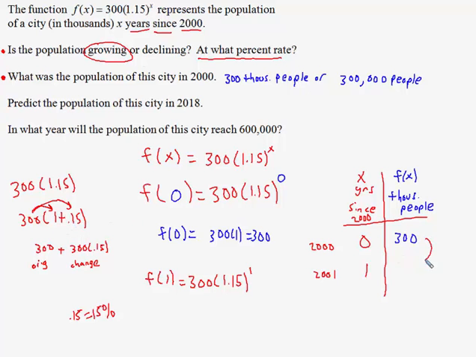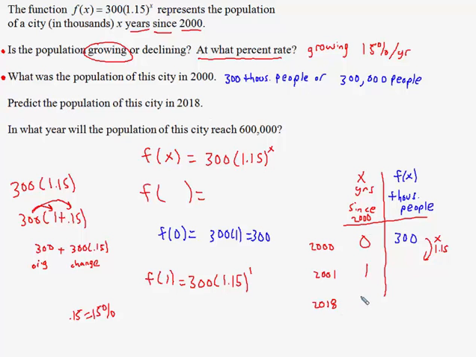And that pattern would continue. Every time you multiply by 1.15, it's going to increase by 15%. And it's growing at a rate of 15%. That wouldn't be enough. If someone told me something was growing 15%, I would say, how long does that take? Per second? So you really should say per year. This question, the idea would be that if I wanted to predict the population in 2018, remember that my input variable is years since 2000.